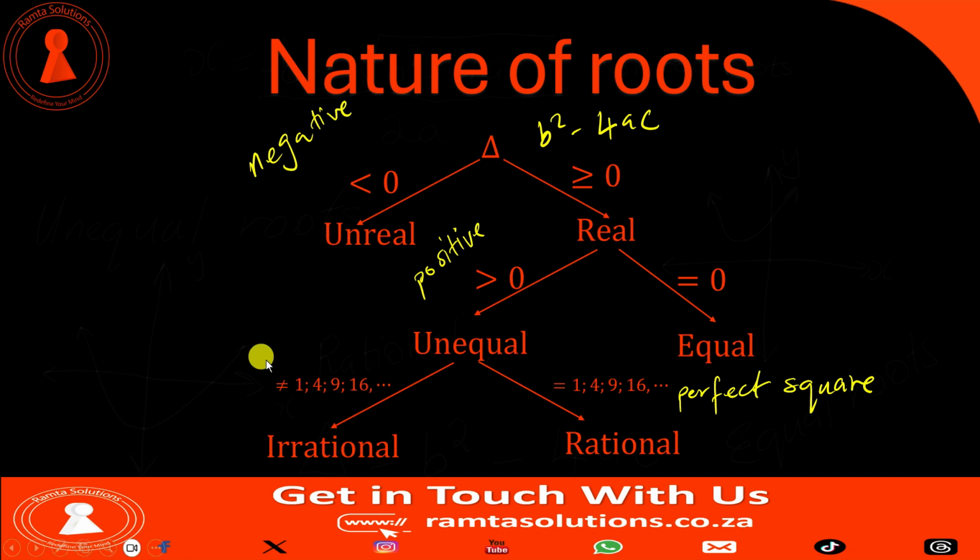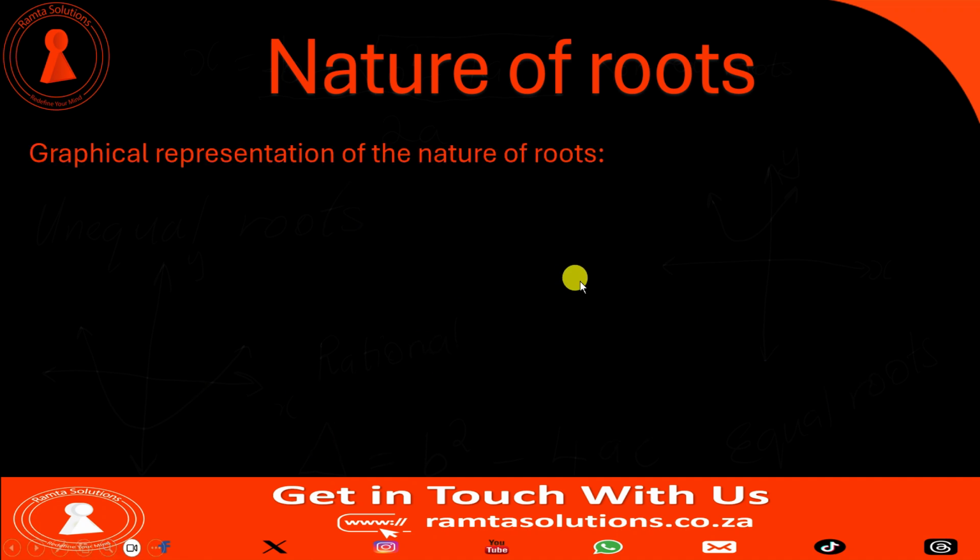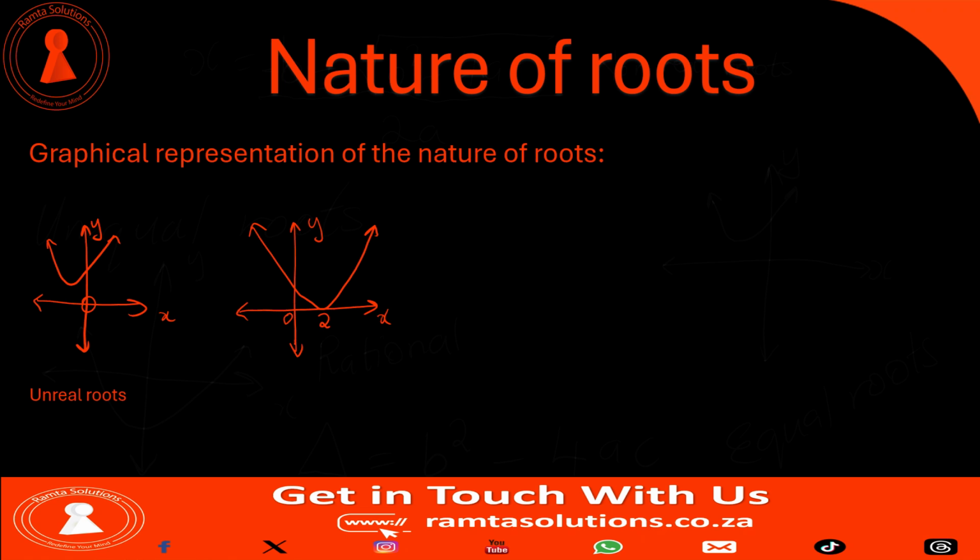Perfect. Now, let's see. We said we can represent those things graphically. Now, check this out. Do you see this? Now, do you know what your x-intercepts are? You do not know them, or they do not exist. When they do not exist, you say the roots are unreal. So this graph represents unreal or non-real roots. Perfect.